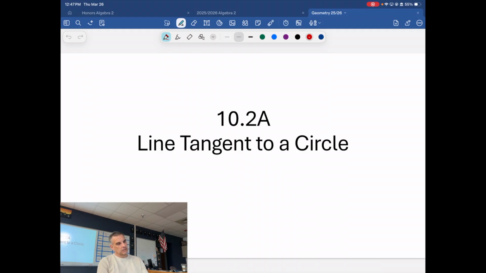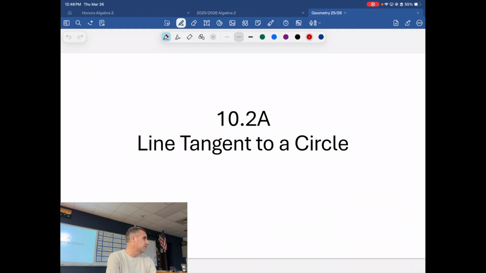10.2a, line tangent to a circle. So that must mean we're looking at tangents today, and being able to solve different types of tangent questions. Our objectives for today: we want to be able to tell if a line is tangent to a circle or not, and then talk about what different properties have to hold if in fact that line is tangent to the circle. We've got some theorems today.